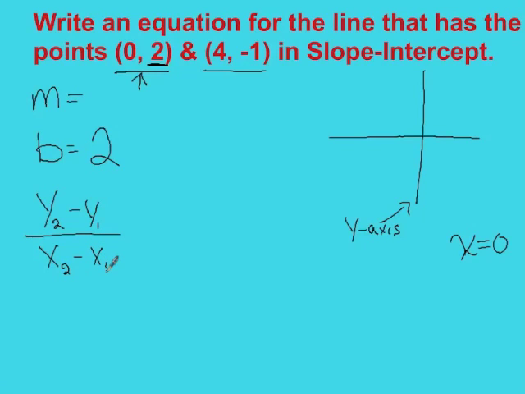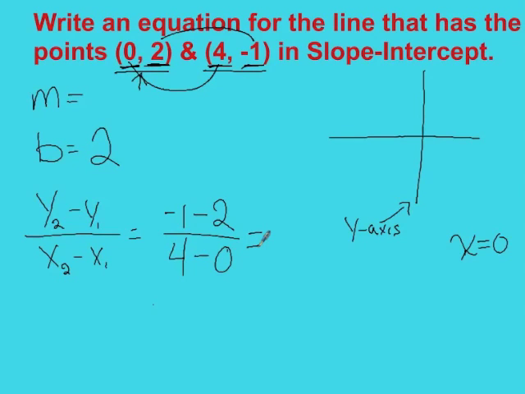So we have our 2 points. I'm going to take my y2 minus my y1. So I'll get -1 minus my 2 over my x's, so 4 minus 0. So my x2 is 4. My x1 is 0. So I get -1 minus 2 over 4 minus 0.